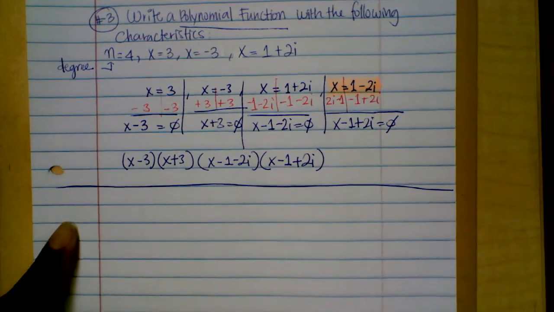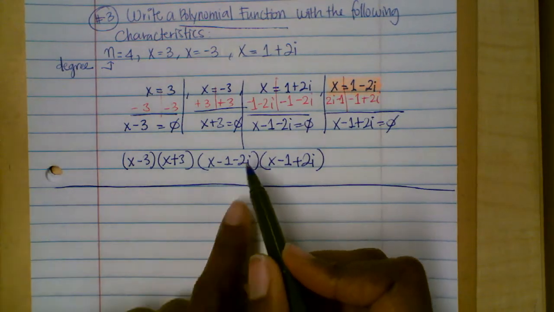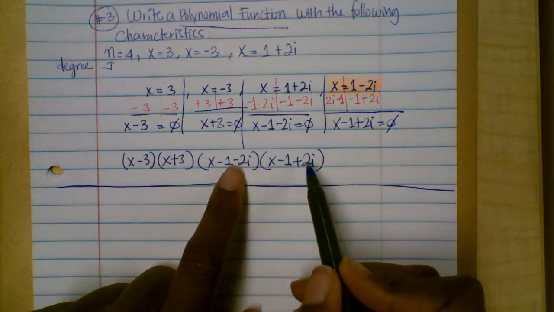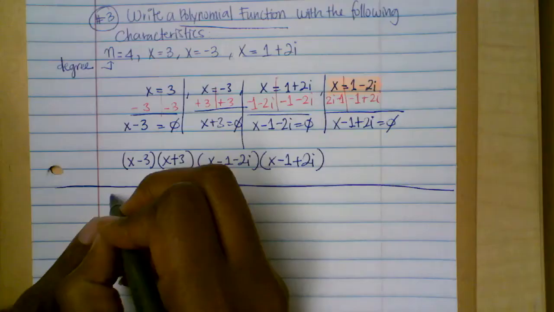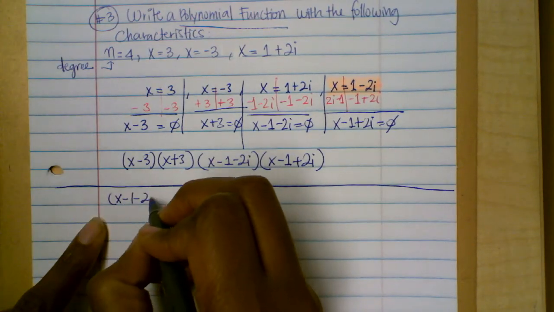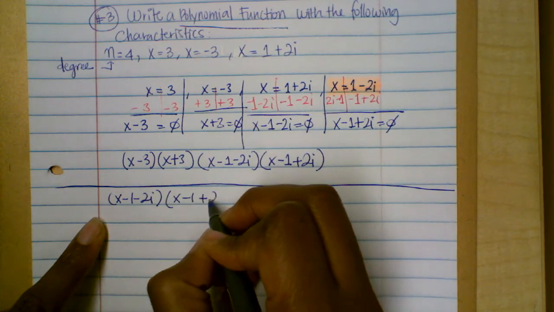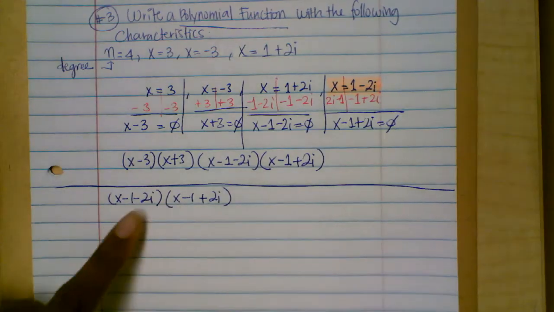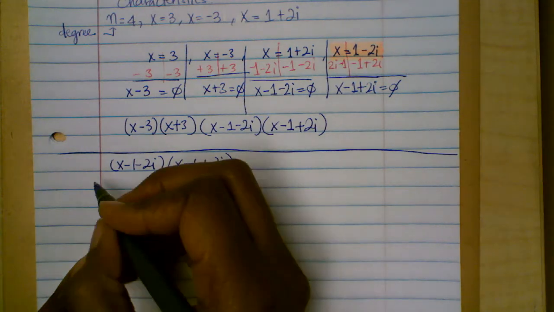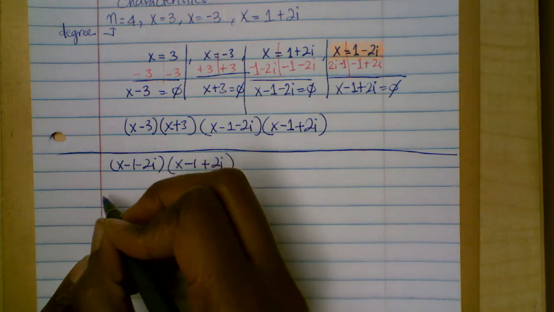Step 2 asks you to multiply the terms with the i first. So I'm going to multiply x minus 1 minus 2i times x minus 1 plus 2i. To multiply those, you can use a box method or the distributive property, but I'm going to use the distributive property here.